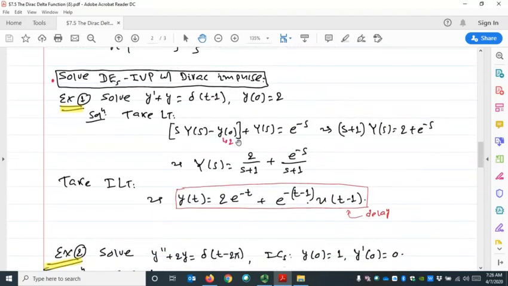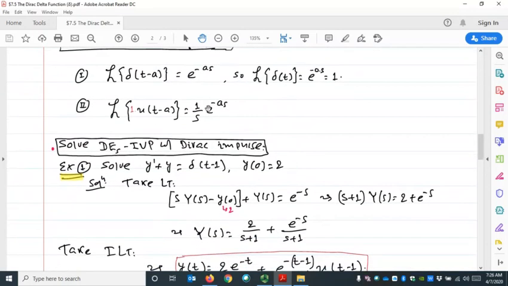Example 1. Solve y prime plus y equals delta of t minus 1 with initial condition y of 0 equals 2. Start the solution by taking the Laplace transform of both sides of this differential equation. The Laplace transform of y prime is this term inside the bracket, plus the Laplace transform of y, which is capital Y of s, equals the Laplace transform of delta of t minus 1, which is simply e to the power negative s, where the formula is here. And this formula is 1.